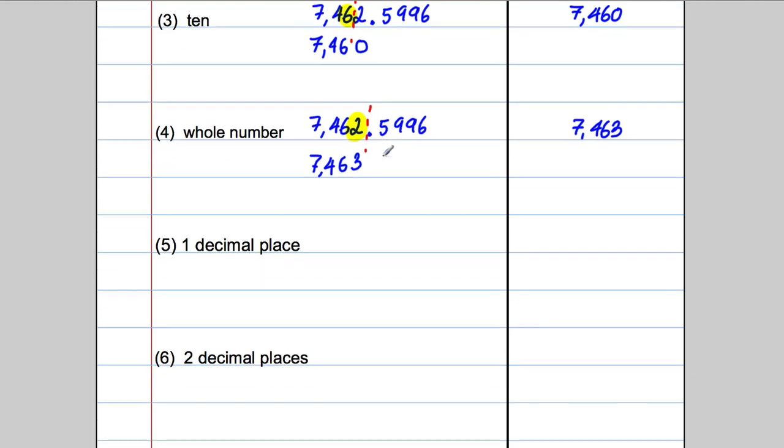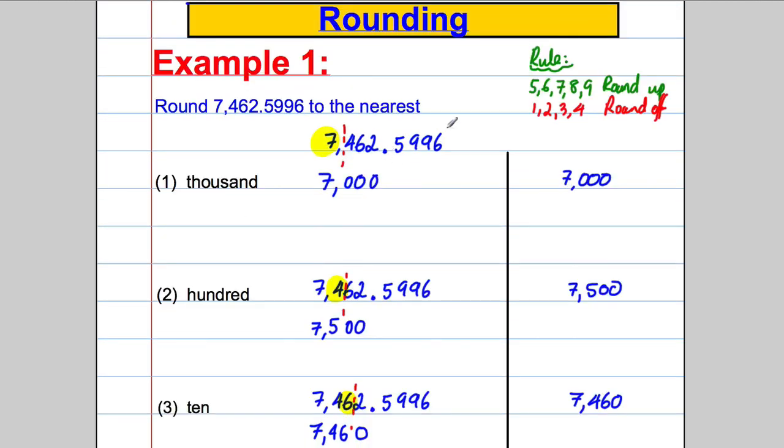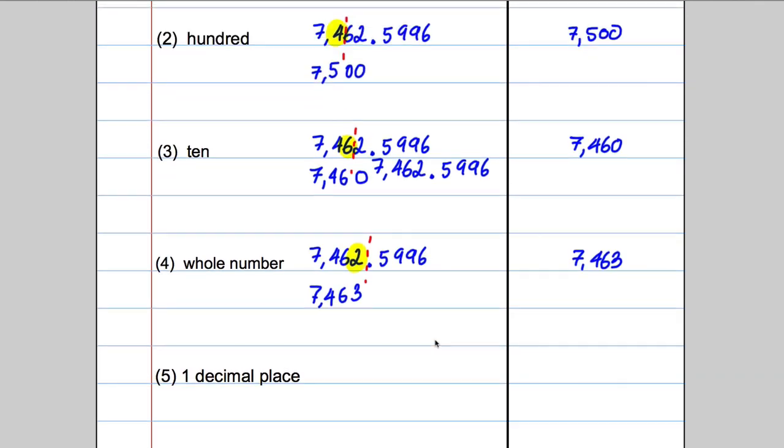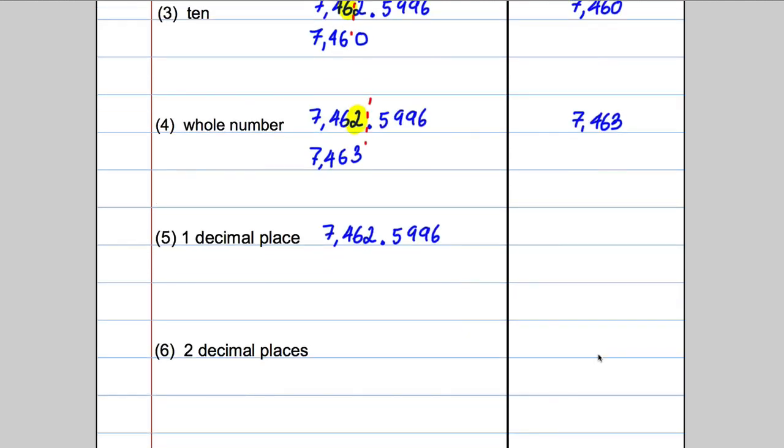Okay, now we're going to do to one decimal place. So I'm going to just go up here. I'm going to bring this down. Okay, so if we're doing to one decimal place, exactly the same principle applies. That's the one decimal place column. Draw a line after it. And because that's a 9, we're going to round this up. So we're going to round that to a 6. And everything else is going to stay, so 7462.6.